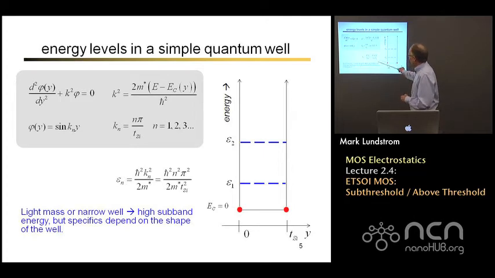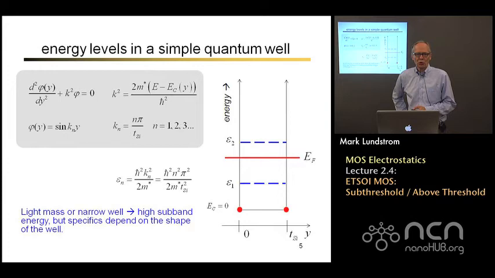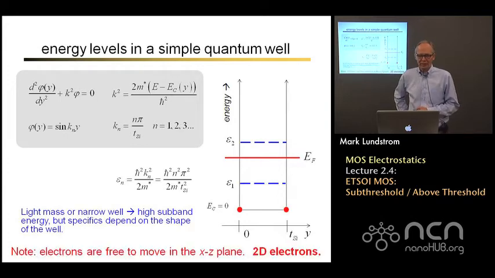So you'll notice that if you have a very light effective mass, these quantized states are very far above the bottom of the conduction band. If you have a very thin quantum well, same thing happens. The quantized energy states get pushed up far above the bottom of the conduction band. Now, we'll have a Fermi level somewhere, and that means the subbands below that Fermi level will be occupied. Some bands above it will be mostly empty. So we could have one or more subbands occupied depending on where the Fermi level is.